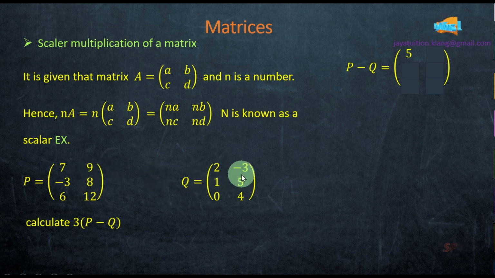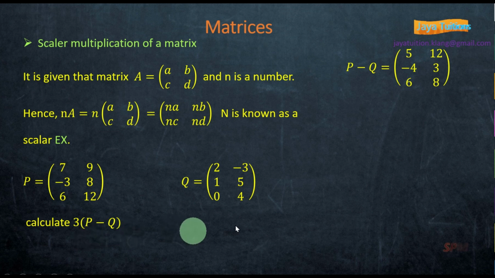9 minus negative 3 should be equal to 12. Negative 3 minus 1 should be equal to negative 4. 8 minus 5 should be equal to 3. 6 minus 0 should be equal to 6. 12 minus 4 should be equal to 8. So you first find out the subtraction of the corresponding elements.